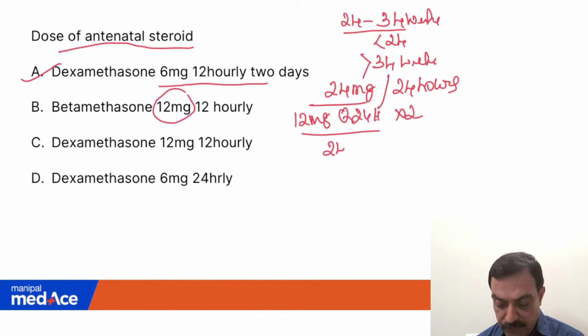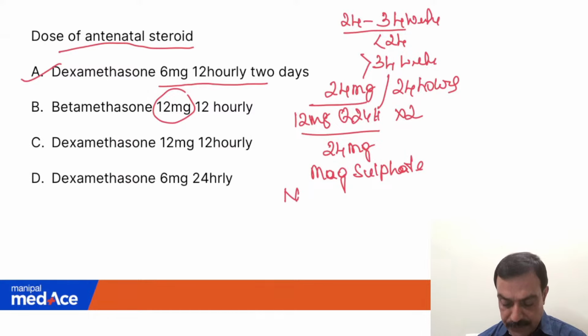So remember, 24 milligrams of dexamethasone or betamethasone is given at least 24 hours prior to delivery, at 24 to 34 weeks of gestation where threatened preterm delivery is there, which helps in the baby's lung development. This is called antenatal steroid. The other drug used along with the steroid is magnesium sulfate. This is used for neuroprotection.